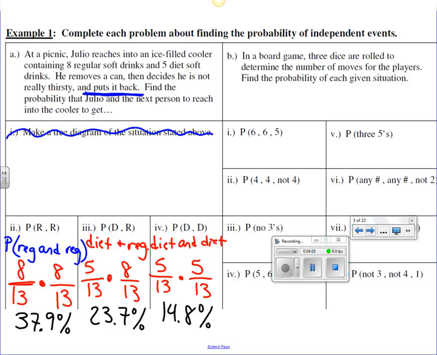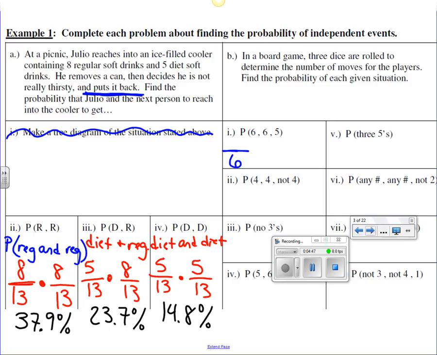Okay. All right. B, in a board game, 3 dice are rolled to determine the number of moves for the players. Find the probability of each given situation. What do you think this means right here? The number that you roll. So what's the probability of rolling a 6 and then a 6 and then a 5? Okay, so let's always start with the total. I think that's easier. How many total sides are there to a dice? 6. Okay, so 6 goes on the bottom.